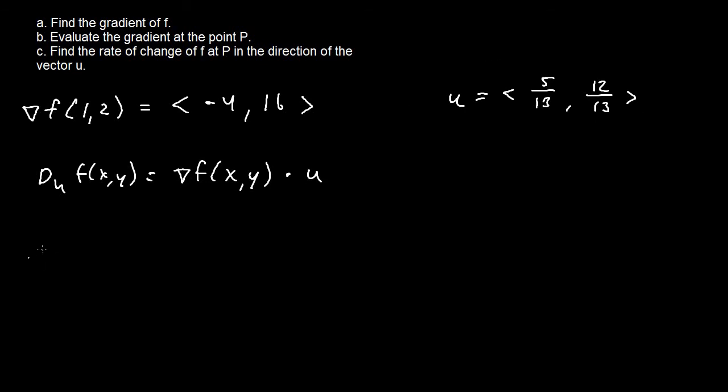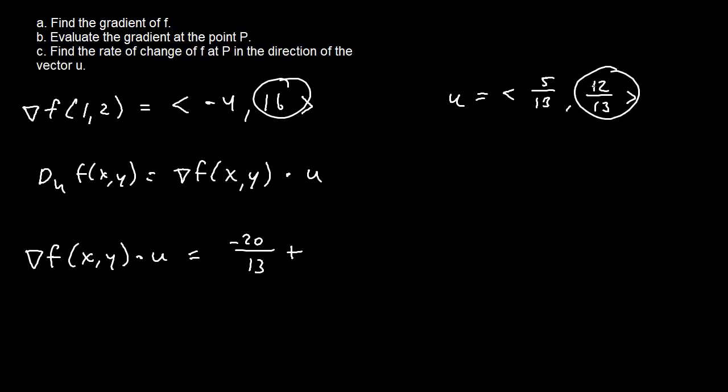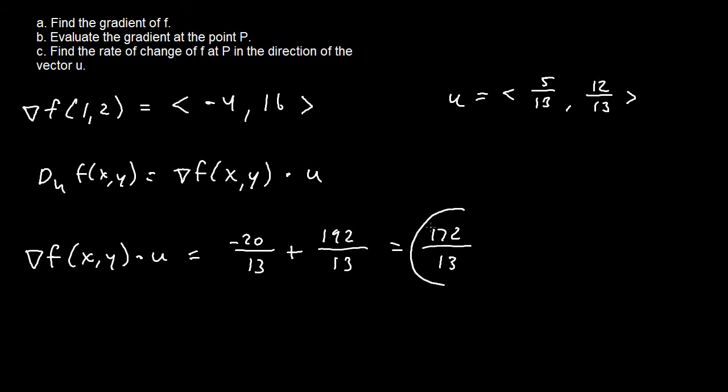So if we take the dot product of the gradient vector and the unit vector, remember in the dot product we multiply similar components. So the x components will multiply: negative 4 times 5 over 13 is negative 20 over 13, plus, and then we multiply the y components together. So 16 times 12 over 13, and that will give us 192 over 13. If we add those two fractions, we'll get 172 over 13 as the directional derivative.